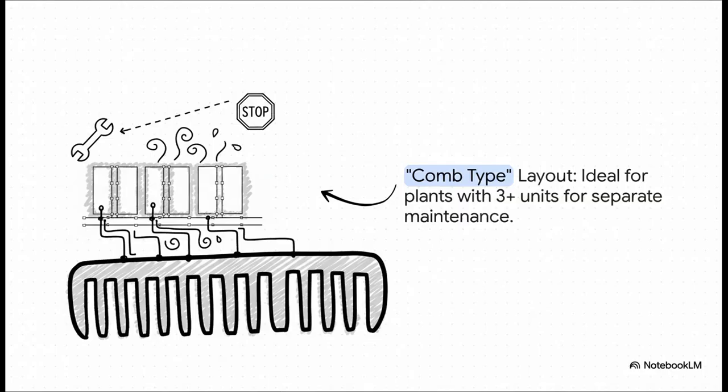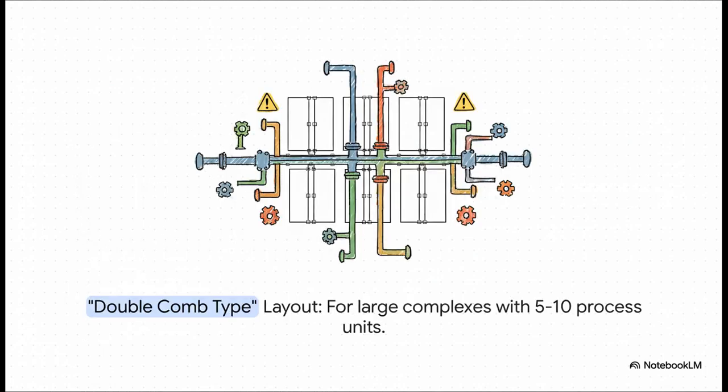Now let's look at how these racks actually get arranged. This is what's called a comb-type layout. You can totally see why, right? You've got that main pipe rack running along the bottom like the spine of a comb, and then smaller racks branching off to each process unit. This design is great because it means you can shut down one unit for maintenance without messing up the flow to all the others. And for the really big industrial complexes, you just scale it up to a double comb.